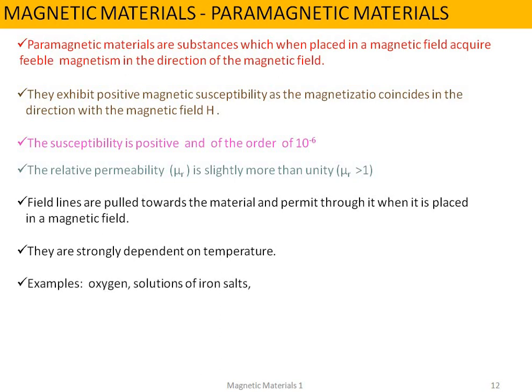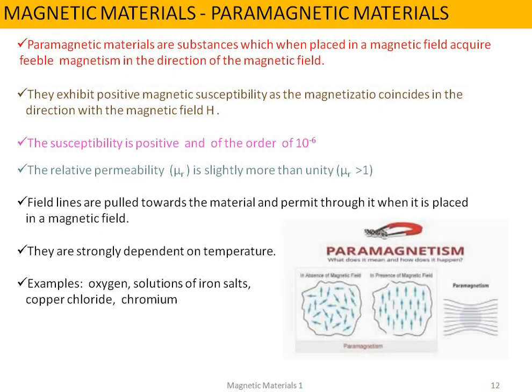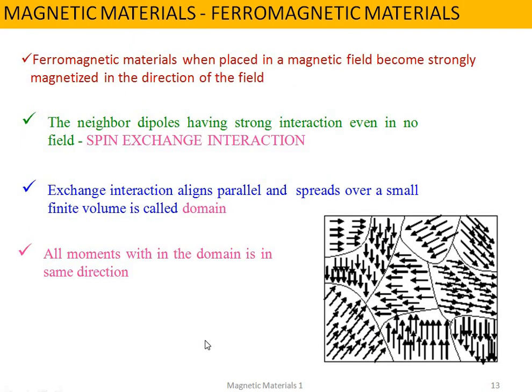Some of the examples are oxygen, solutions of iron salts, copper chloride, chromium. These are some of the examples. See, from this figure you can observe that in the absence of the field, all the spins are aligned in different directions, but when a field is applied, they are along a particular direction, and it is along the direction of the applied field. And from this figure you can see that some magnetic lines are coming closer to each other, right? So this is about paramagnetism.